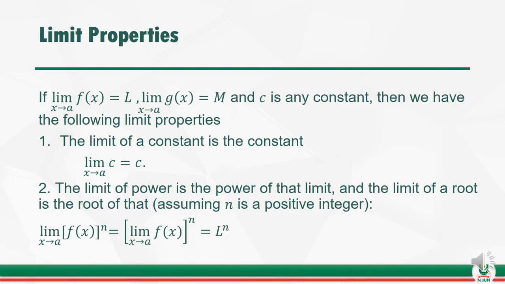The number one limit property: the limit of a constant is the constant. Look at this example. The limit of c as s tends to a gives us c. Then the limit of a power is the power of that limit, and the limit of a root is also the root of that limit, assuming that a is positive and n is a positive integer. If you see it, we have the limit of the square, which gives us this. That follows the limit property.